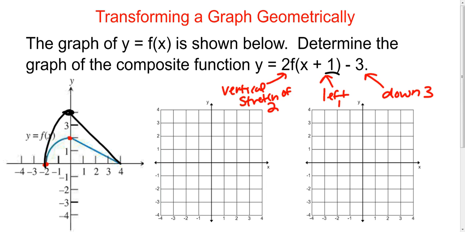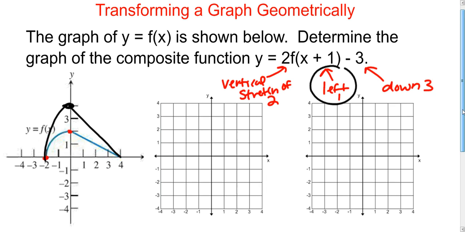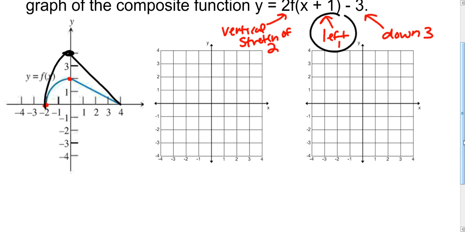Now I need to take that graph and move it left 1. So everything goes left 1. Instead of being at -2, 0, I'm going to be at -3, 0. Instead of being at 0, 4, I'm going to be at -1, 4. Instead of being at 4, 0, I'm going to be at 3, 0. So now my graph looks something like this.